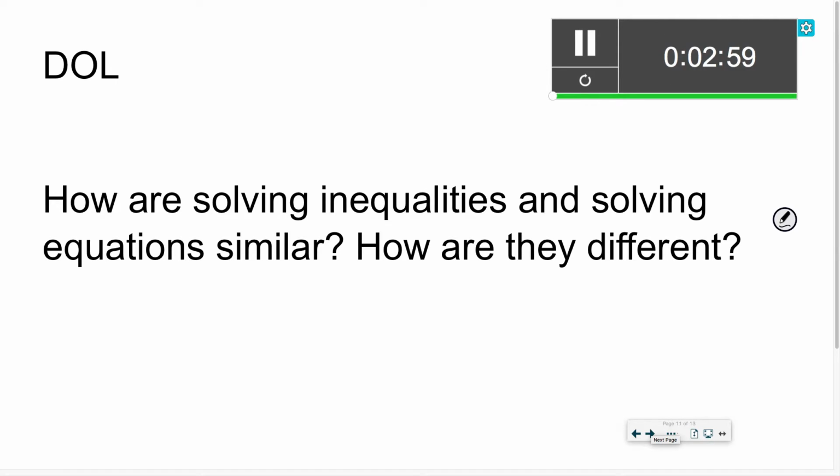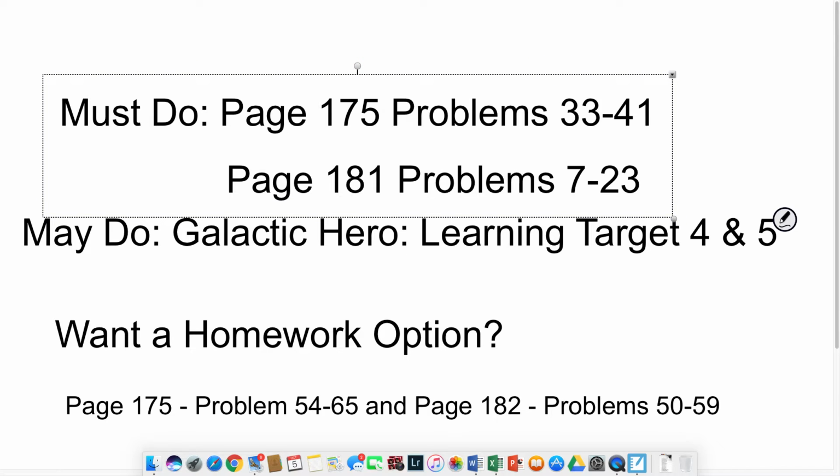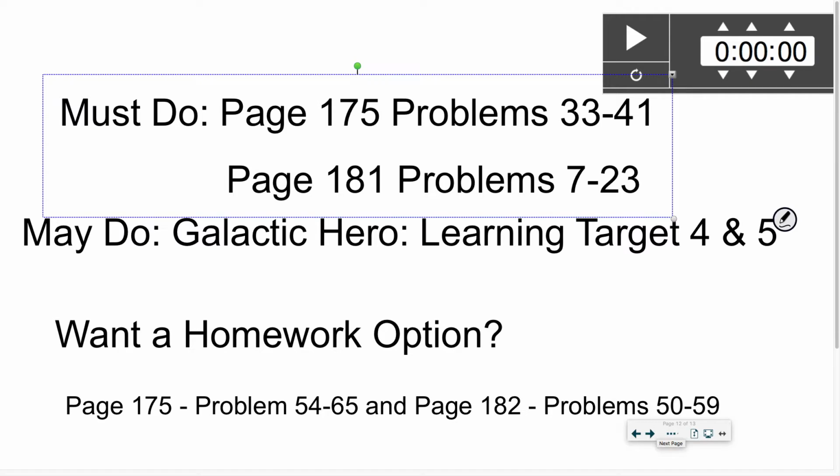Before we start that, let's explain to them what we're doing after, because some of them are going to finish quickly. So after the DOL, which we're going to go back to in a second so you can see it, there's must do, may do options here.